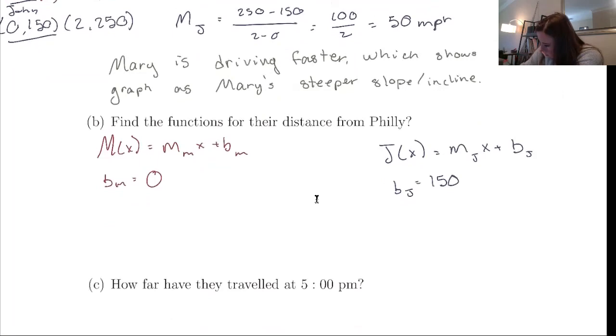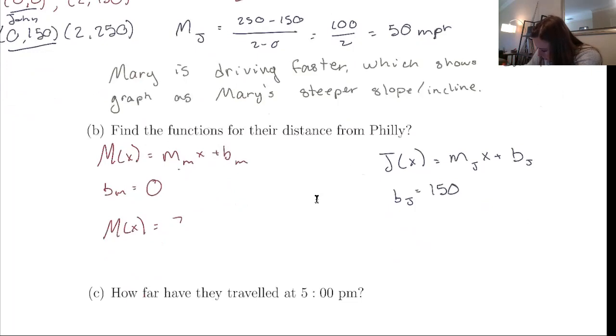150. So in tandem with part A, since we already found m and j, our slopes for each one of them, what is Mary's slope? 75. So 75x, and we're not going to put plus 0, a little redundant. And then for John, what's his slope? 50x plus 150. All right. How do you guys feel about that so far?